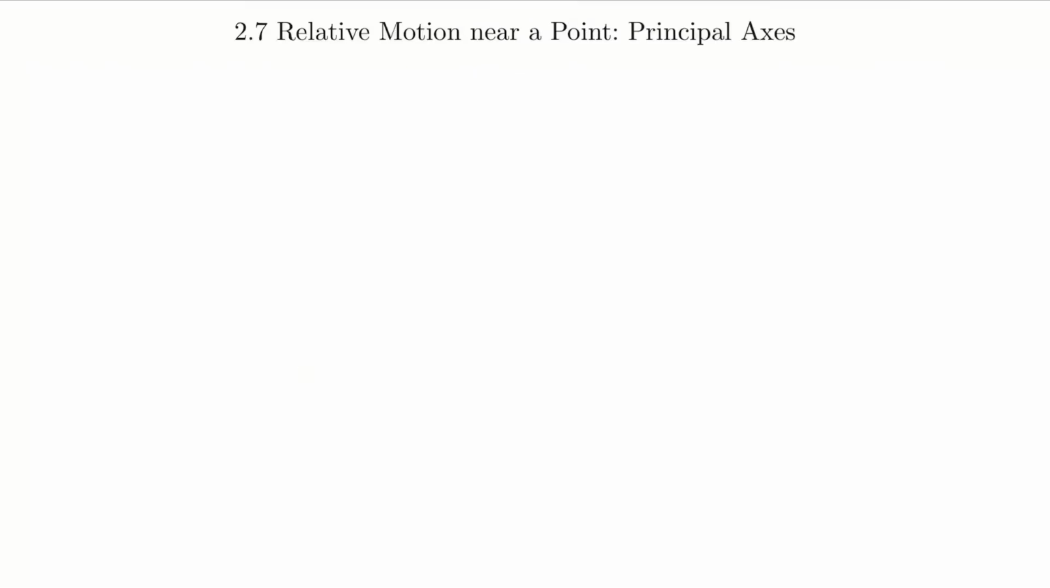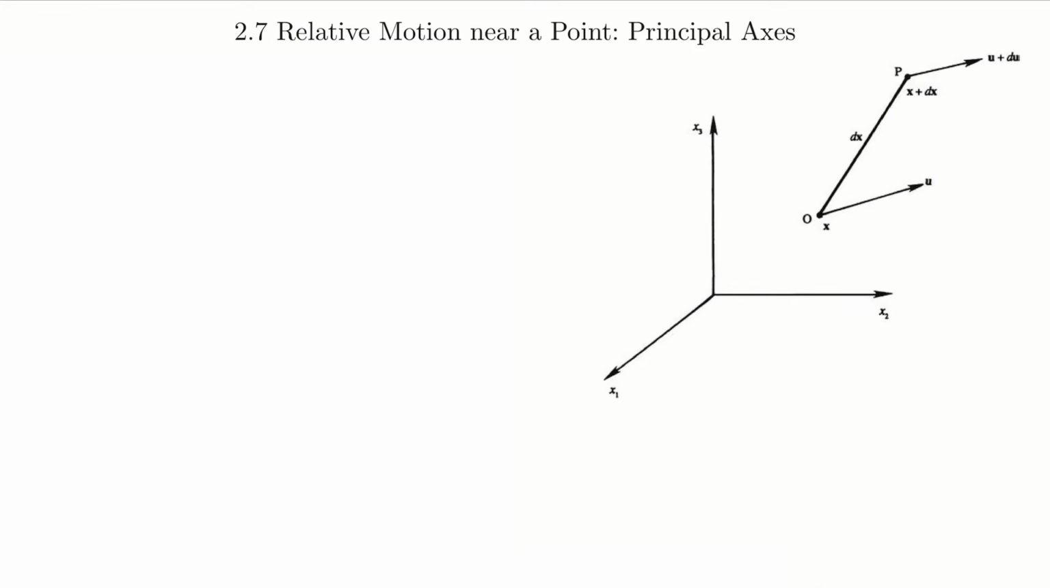Okay, now to develop another concept we're going to need later to describe things in advanced fluid mechanics, we're going to look at the relative motion near a point, and that's going to help us understand something called the principal axis. So we've just seen that fluid particles can deform and they can rotate, and now we're going to take a look at how we describe the relative motion between two neighboring points.